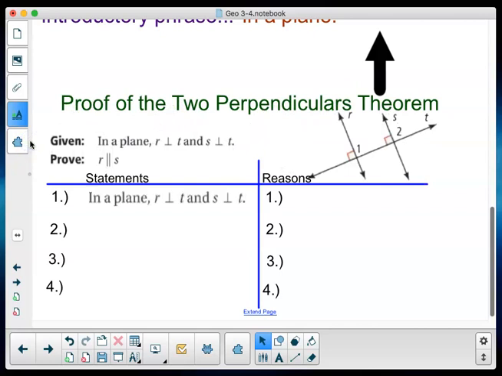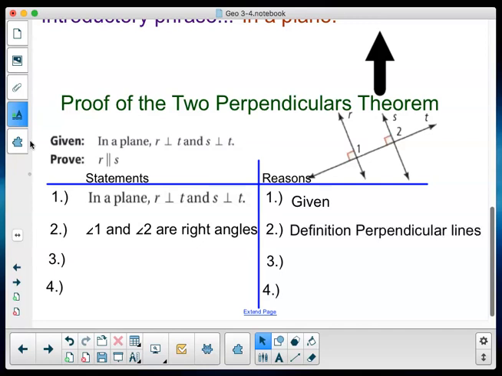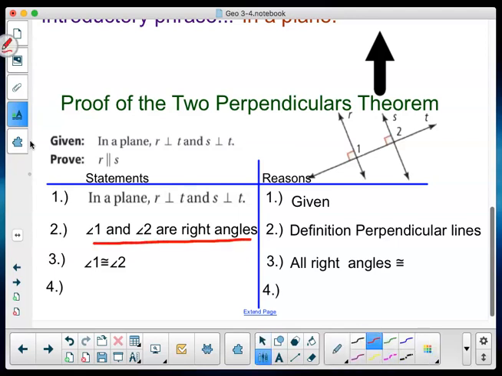Let's write down our given. In a plane, R is perpendicular to T and S is perpendicular to T. Given. Well, we did talk about the fact that when I have perpendicular lines, I make right angles. So angle 1 and angle 2 are right angles, and that is by definition of perpendicular lines. Now, I have 1 and 2 are right angles, and I know from chapter 1, or is it 2, I think it's chapter 2, that all right angles are congruent. Because 1 and 2 are right angles, they are congruent.